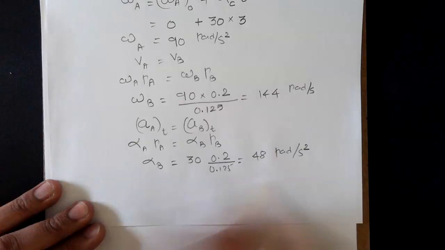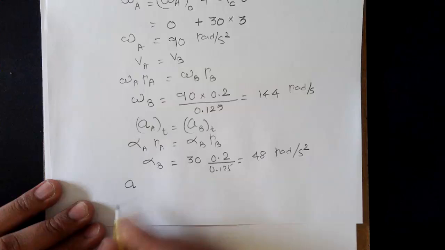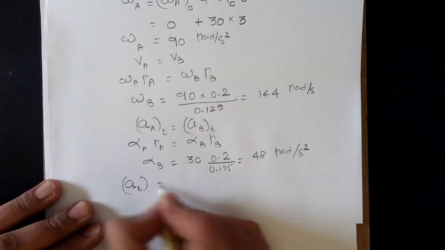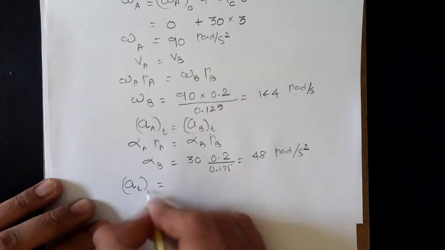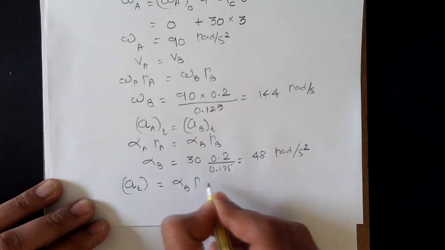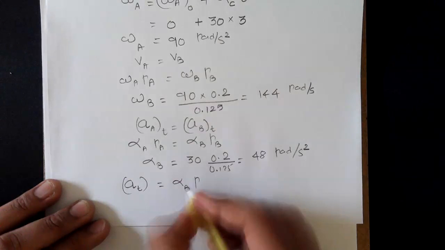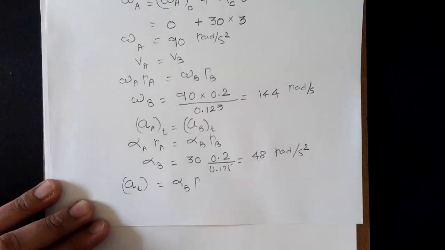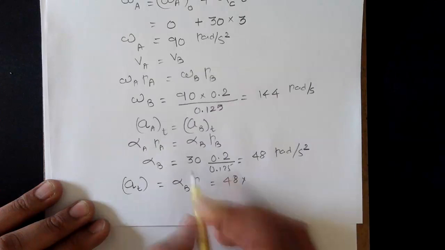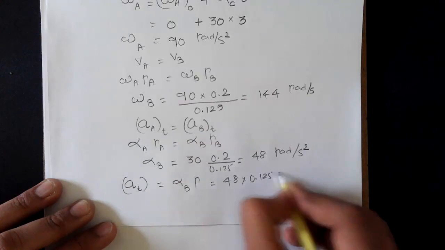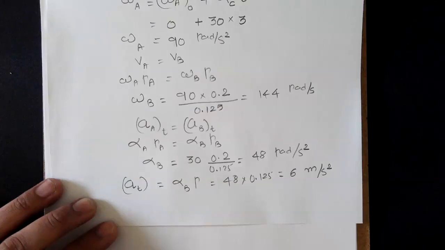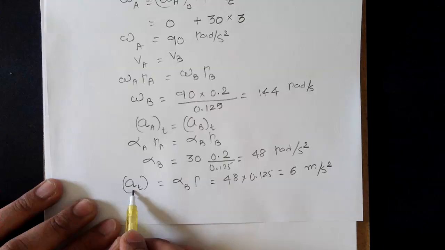Finally, once we have both these numbers, we can calculate the tangential component of the acceleration for the point on pulley B. This tangential component of the acceleration will be alpha B multiplied by R, where R is the distance of that point from the center of rotation. So alpha B is 48 multiplied by 0.125, and this number is 6. And what is the unit? It's meters per second squared. It's not radians because this is acceleration and not angular acceleration.